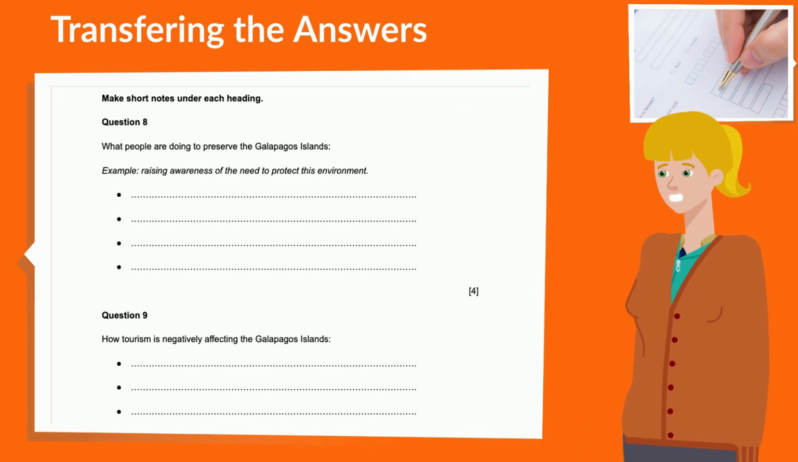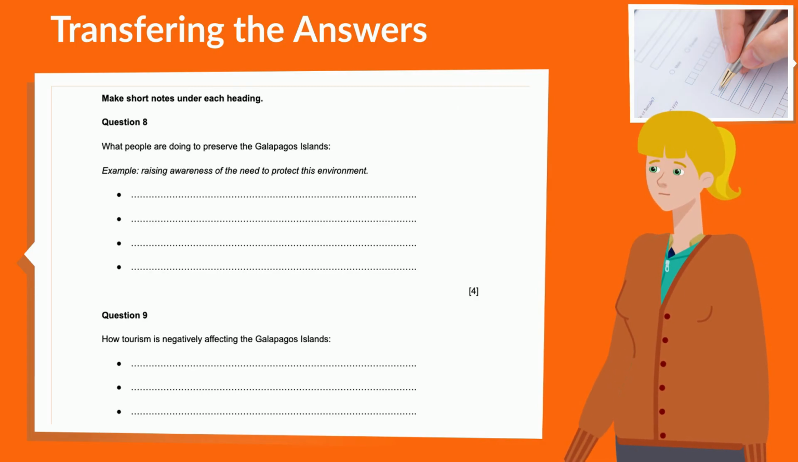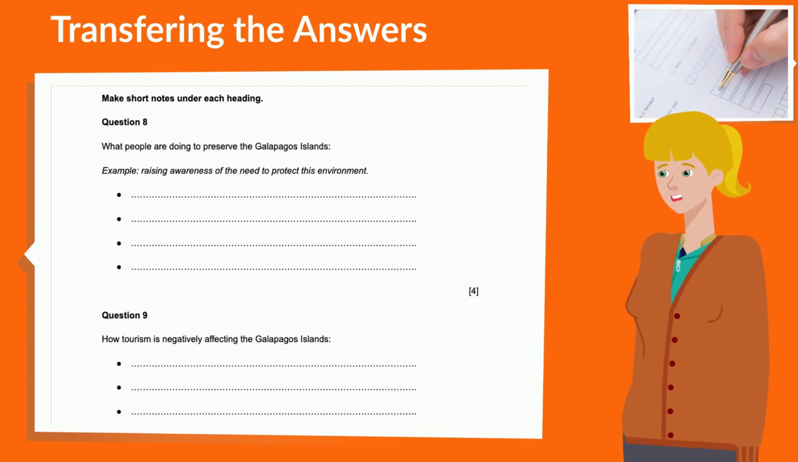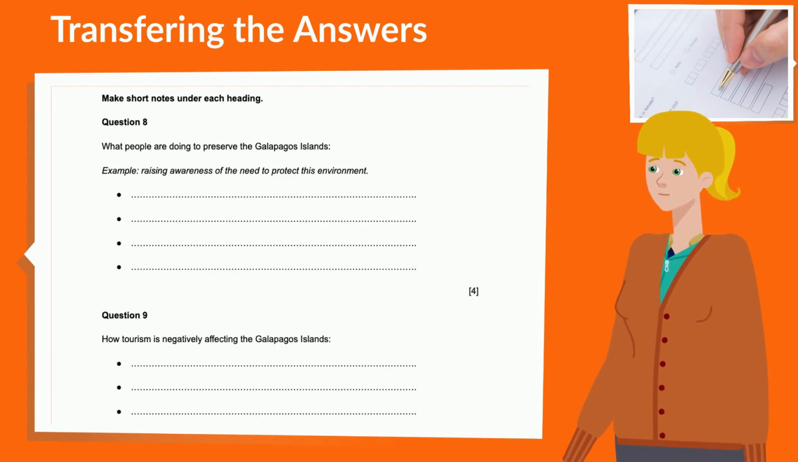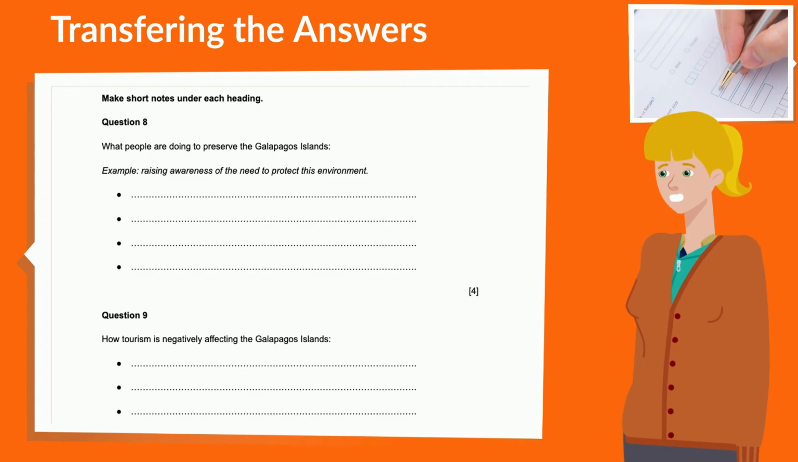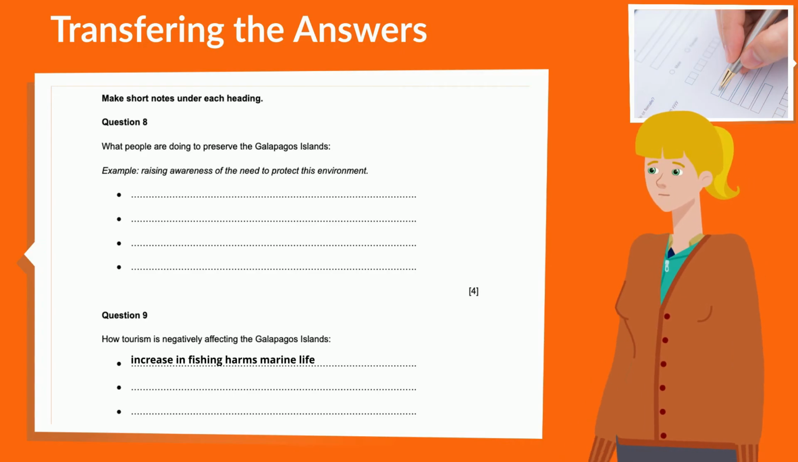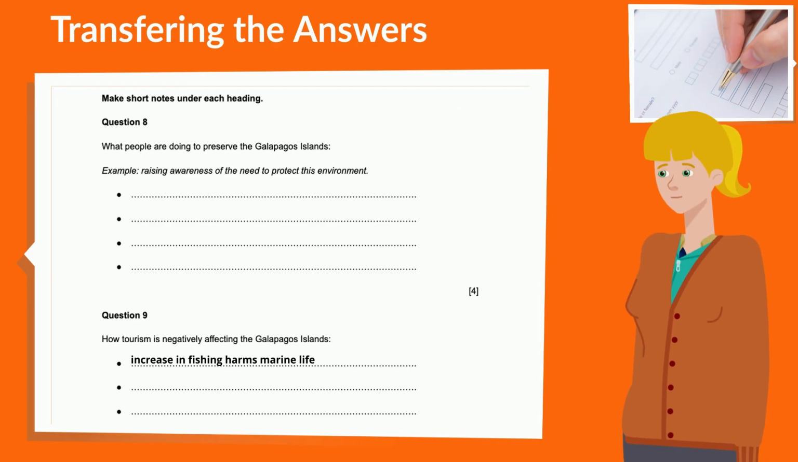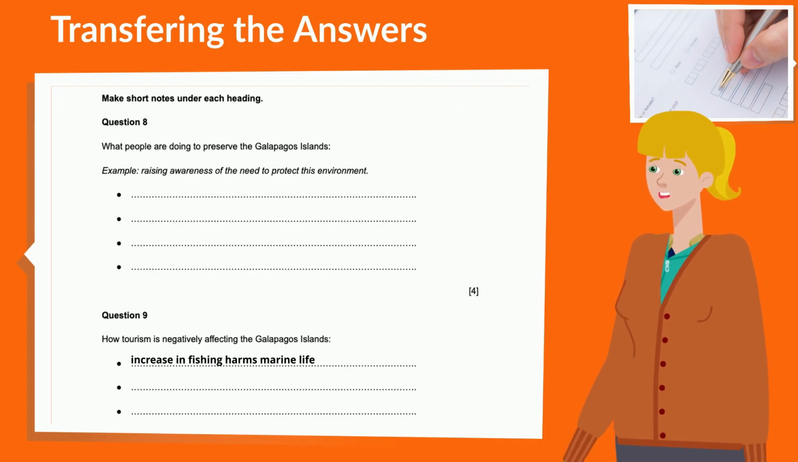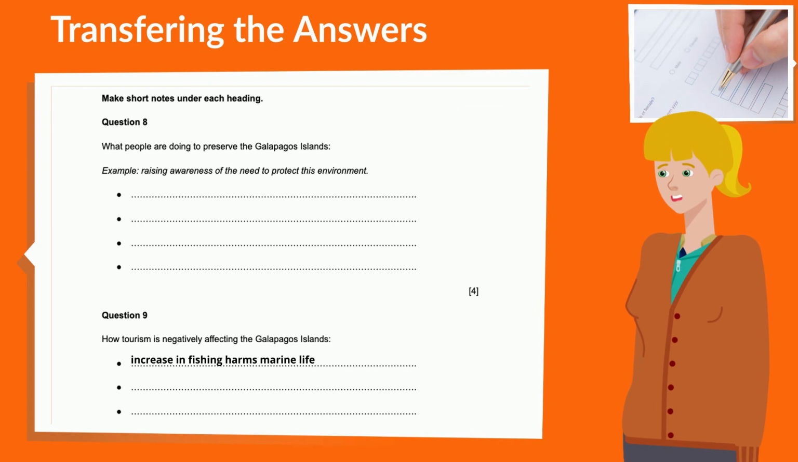You will have noticed that the first detail we found is the same as the example, so we need to return to the text to find more information. However, we can add the second detail under the second heading, as this is something that is having a negative impact on the islands caused by tourism. To complete this exercise, let's return and scan the second half of the text.